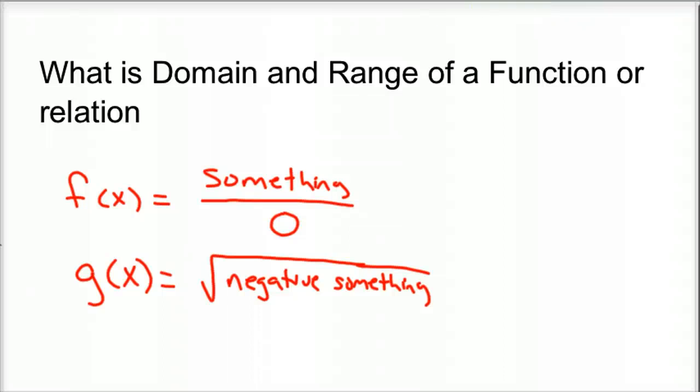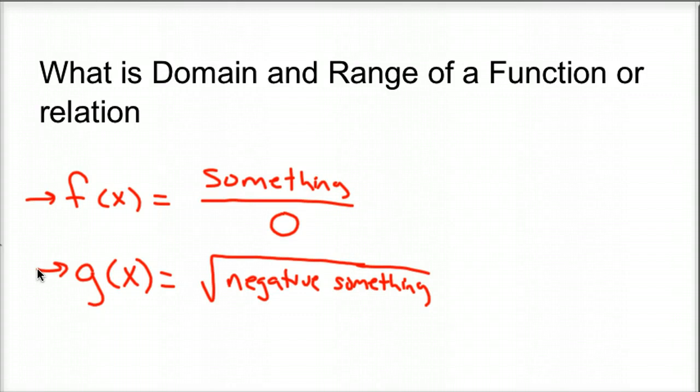What is the domain and range of a function or a relation? So generally, when you've got f of x equals something divided by 0, you end up with infinity when you take something divided by 0. You get a domain error, undefined, bad things happen, the sun explodes, I don't know, things like that.